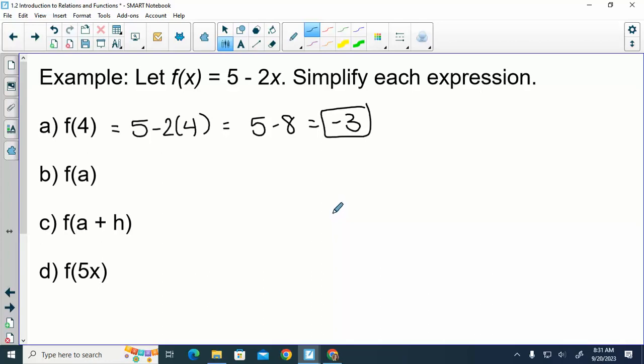So f of a. We're not going to get a number here, but we're going to get an expression. We're just going to our equation and replacing the x with an a. So it's just 5 minus 2a.